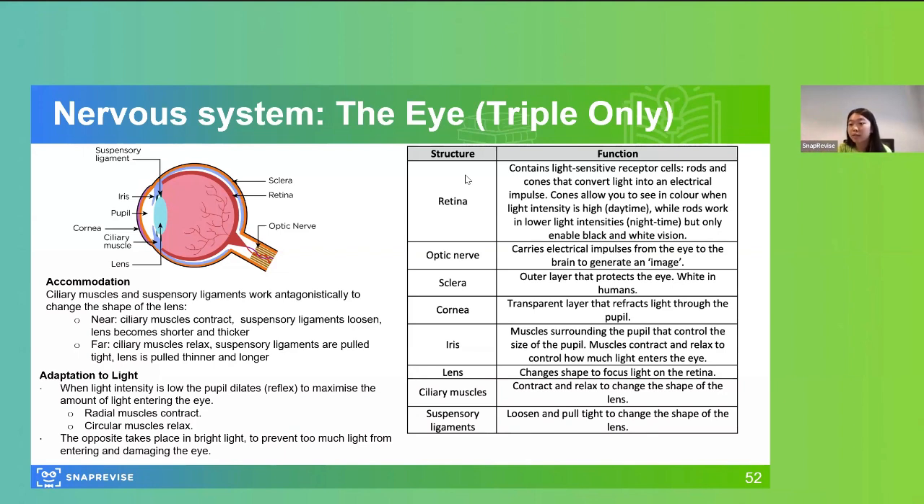And the reasoning behind this is because if there's too much light, you don't want to damage the eye, so you make the pupil smaller. And if there's very little light, you want the pupil to be bigger so that more light can go in so that you can see more clearly.